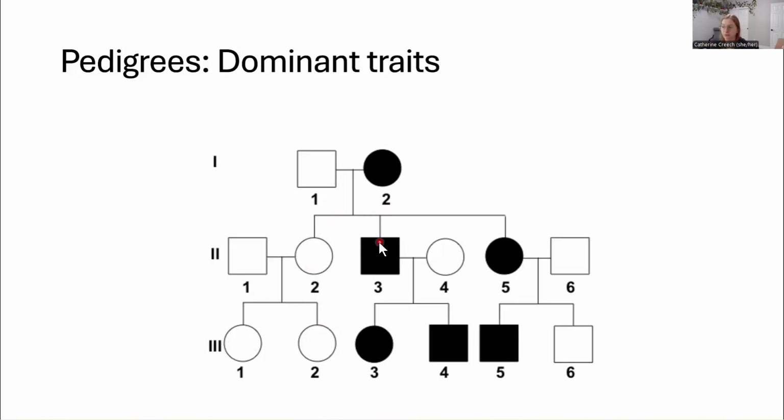Their second child was a boy with the trait. Let's say it's achondroplasia. This boy had children with this female, and they had 1 boy and 1 girl. Both of them have achondroplasia. Their last child is a girl. She had children with this male. She had 2 sons, and one of those sons has achondroplasia.